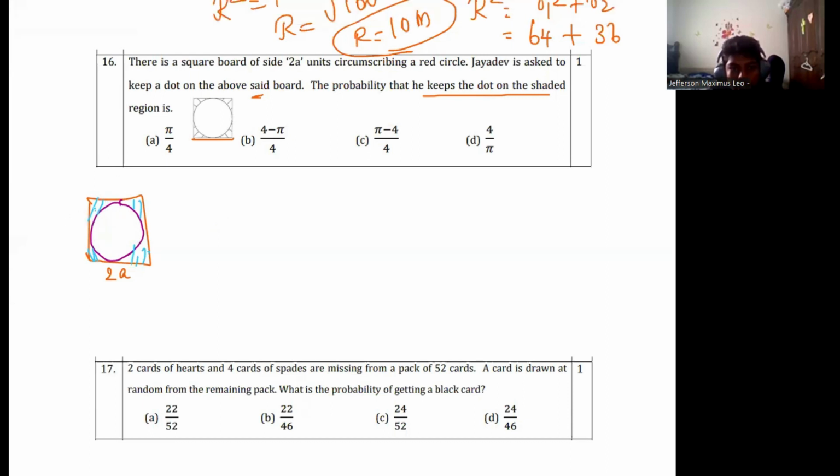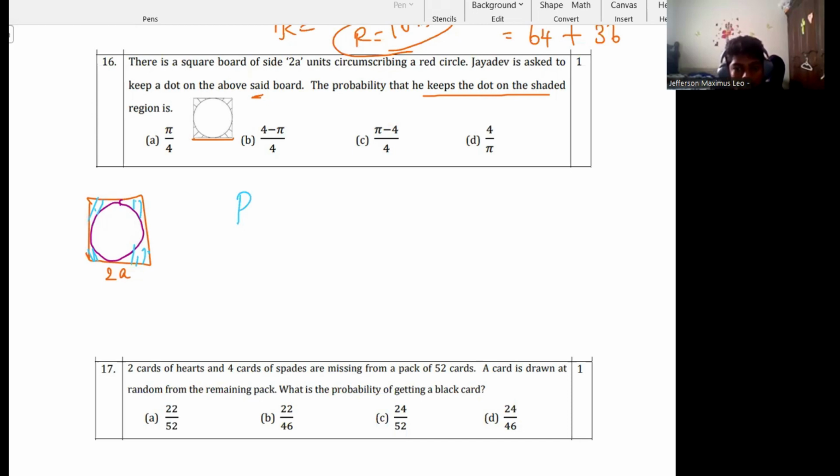Our dots are here only, outer only. Ma'am, we can find the area of the square minus the area of the circle. Circumference of the circle will not come, right? Area of a square minus area of a circle only, right? Yes, ma'am. Area of a square minus area of a circle, then only we will get the shaded portion.